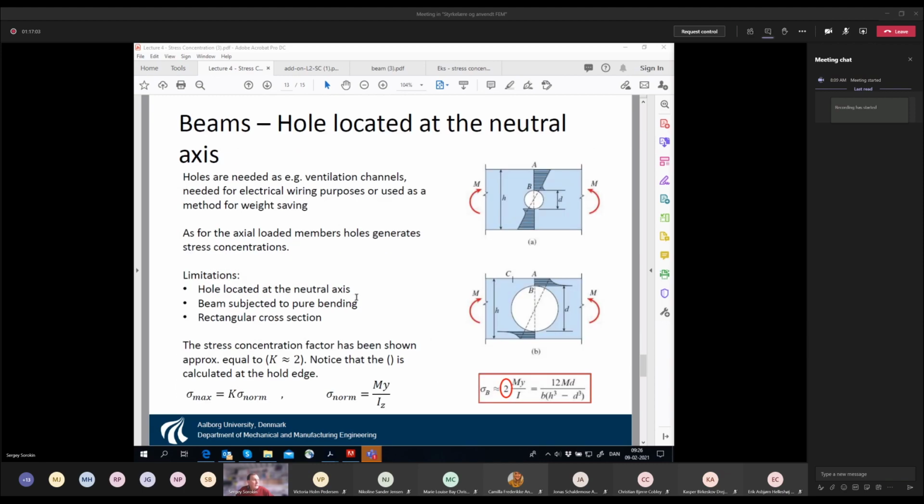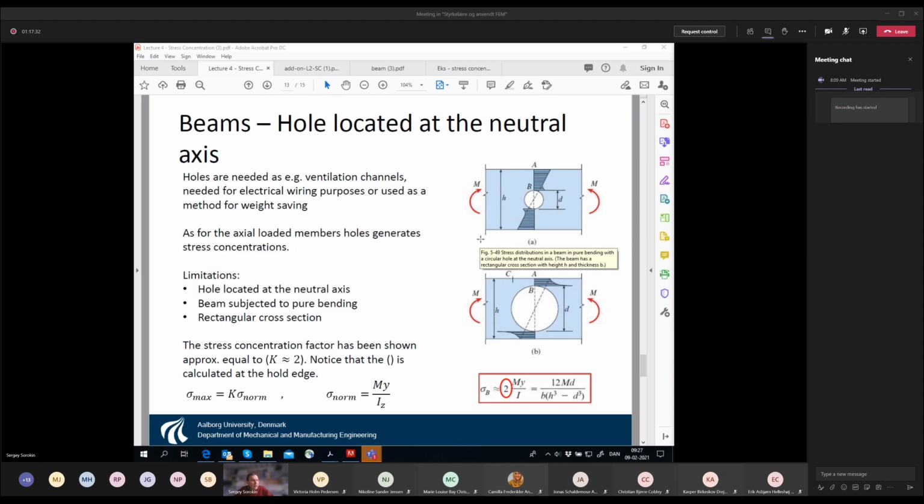So this is the superposition principle for combining torsion and axial deformation. And now our last case is the hole in beams. If we have bending, and now we also have the specimen with the hole, the first thing is that we do the assessment of stress concentration.